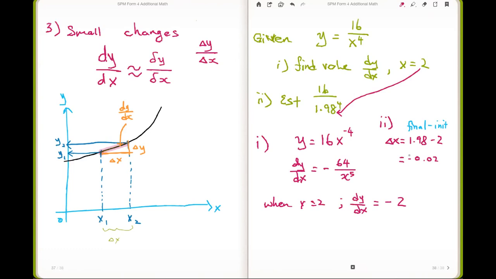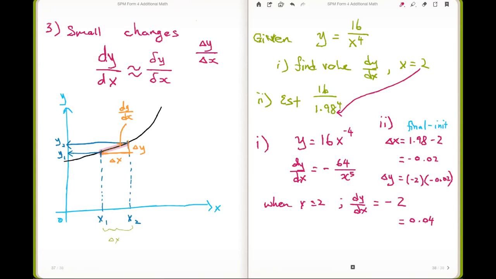So therefore I have dy over dx already, I have delta x already. Now next you're going to get the small change of y. It will be easy now, because my small change of y will be dy over dx, which is negative 2, times delta x, negative 0.02. Then it turns out to be negative times negative, positive, so 0.04.